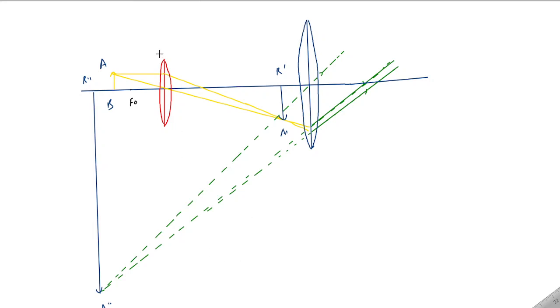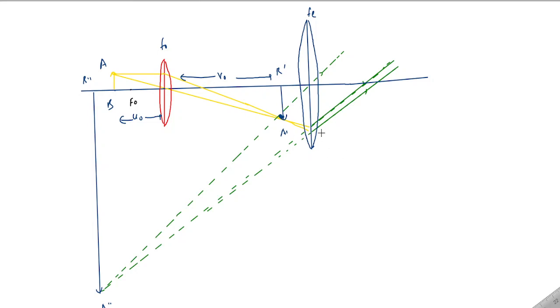Now let the focal length of the objective be f0 and the focal length of the eyepiece be fe. Now the distance between the optic center of the objective to this point B is called u0, because the distance would be u0, and this point where the image is obtained, this point would be called v0.